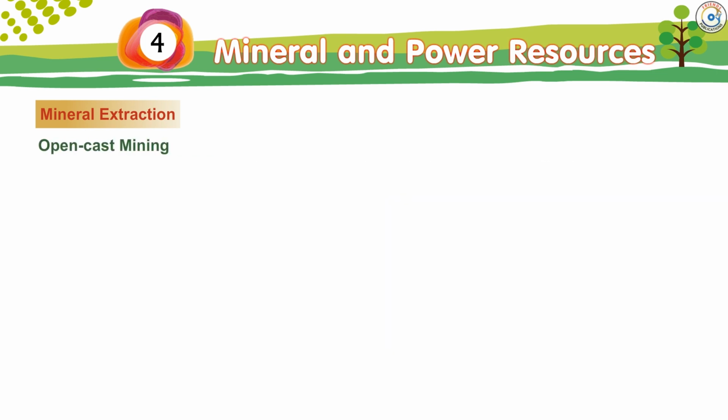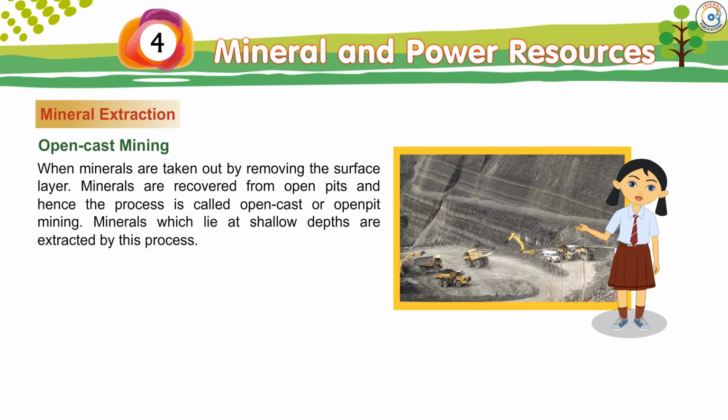The following are the methods used for mineral extraction depending upon the depth at which the mineral occurs. Open cast mining. When minerals are taken out by removing the surface layer, minerals are recovered from open pits and hence the process is called open cast or open pit mining. Minerals which lie at shallow depths are extracted by this process. Here is the picture of an open cast mine in Khetri, Rajasthan.